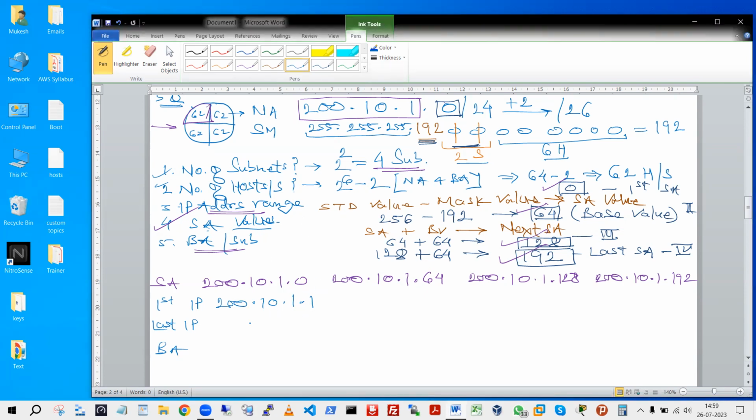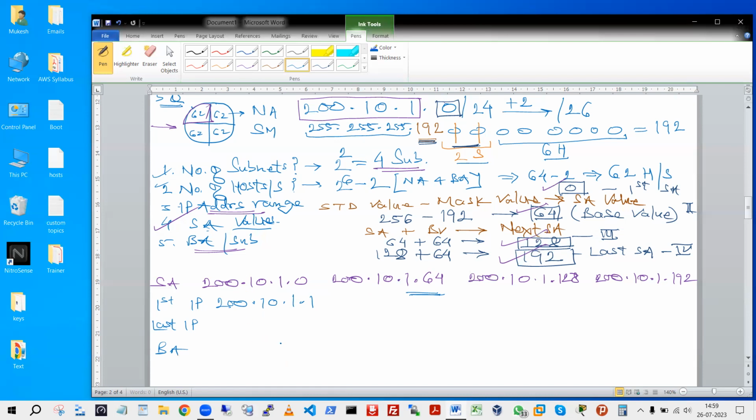Again, before the last IP, calculate the broadcast. And you know that after the broadcast address, the next network starts, and here we know the next network. The next network is 64. So one less than the next network will be the broadcast of the previous subnet. In this case, one less than 1.64 will be the broadcast of this previous subnet.